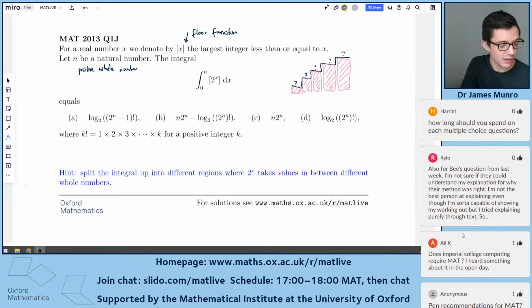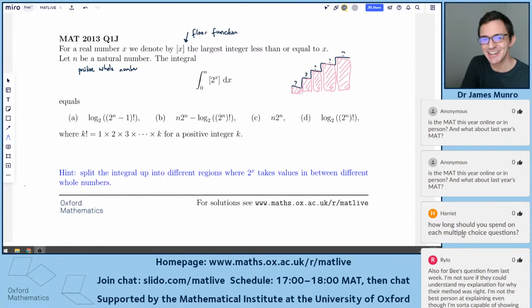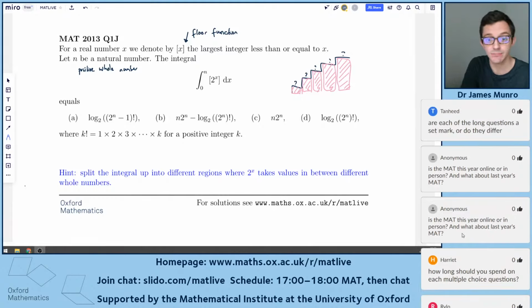I think in practice people flip between the two, so there's a bit of that going on as well. Good. MAT is in person this year. Last year's MAT was in person for almost everyone. We arranged an extra mini MAT for a very small number of people online. But yeah, MAT in person. That works because we think that each test centre has got a very small number of people doing the MAT, so it's not bringing that many people together. The long questions are all 15 marks. Each of them is 15 marks, so they add up to 60.